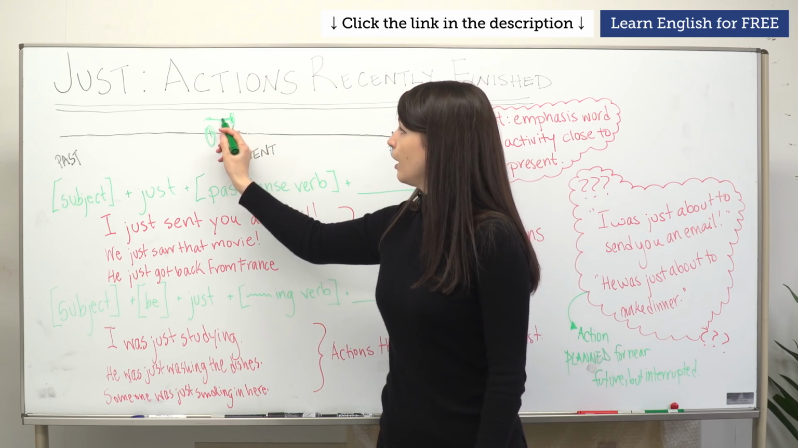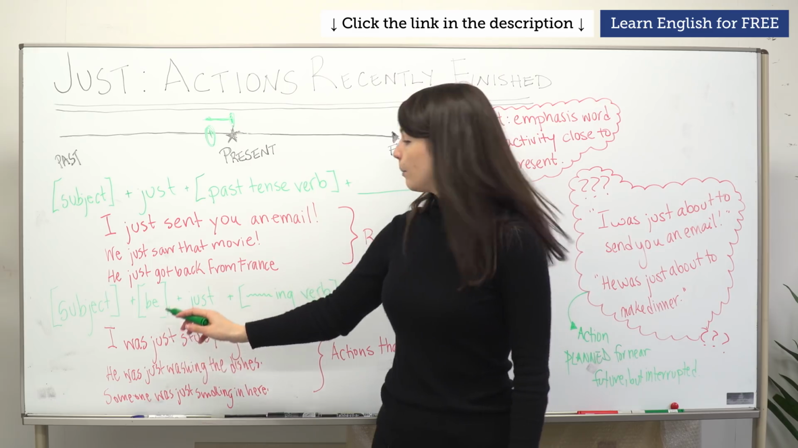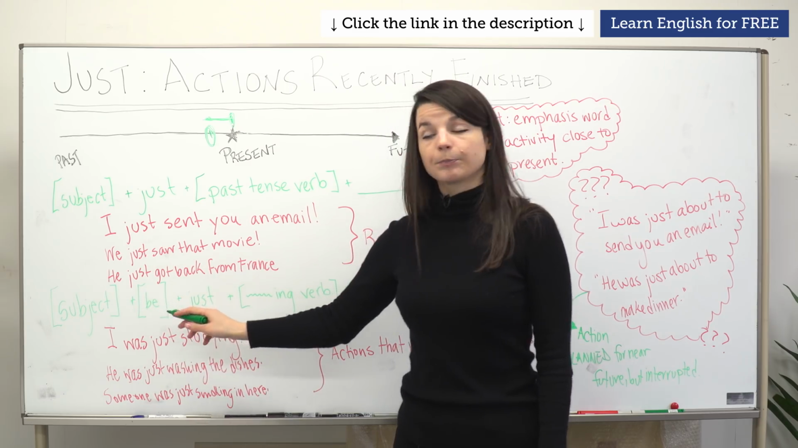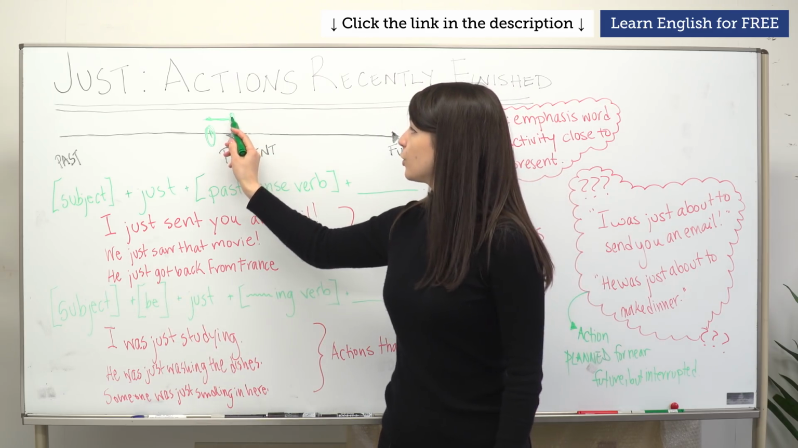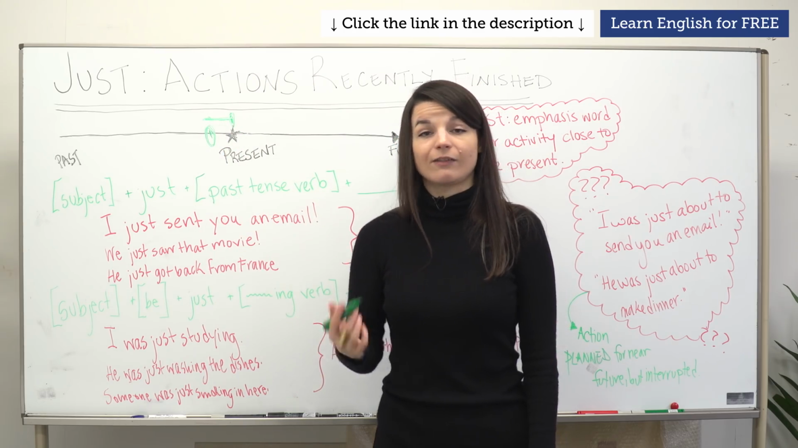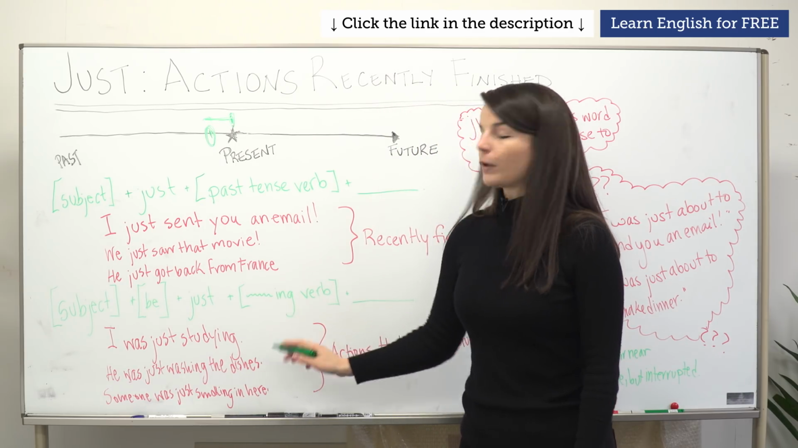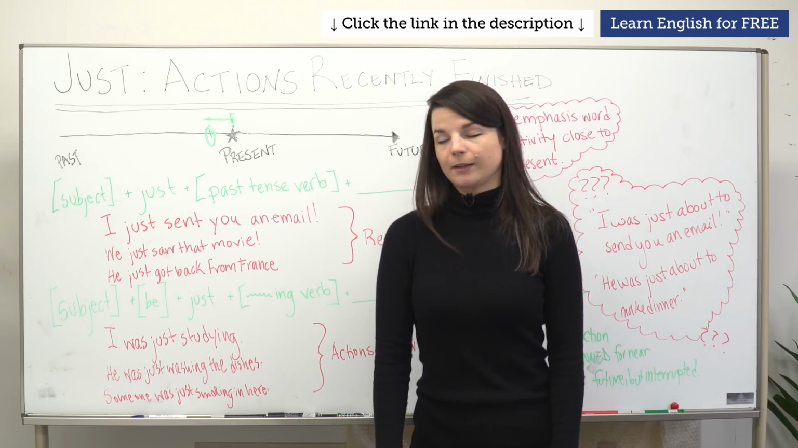But we can use was here, or were, a past tense form of the verb be, plus the continuous tense to show an action that was continuing in the very recent past. So this can be quite useful for interrupted activities, as I said.